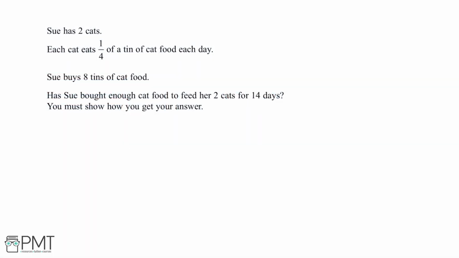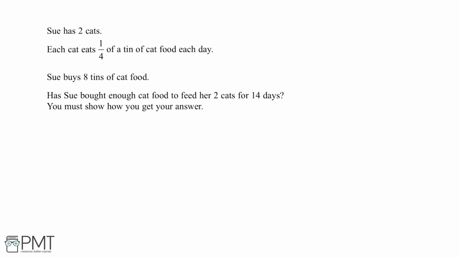Sue has 2 cats. Each cat eats a quarter of a tin of cat food each day. Sue buys 8 tins of cat food. Has Sue bought enough cat food to feed her 2 cats for 14 days? You must show how you get your answer.